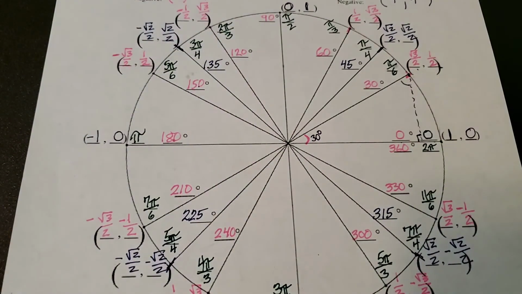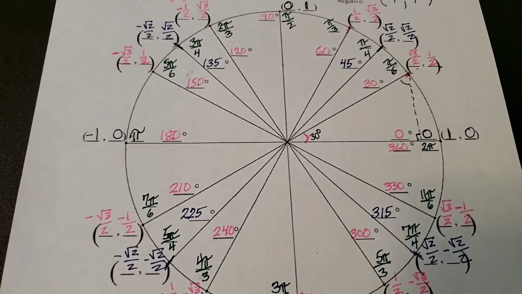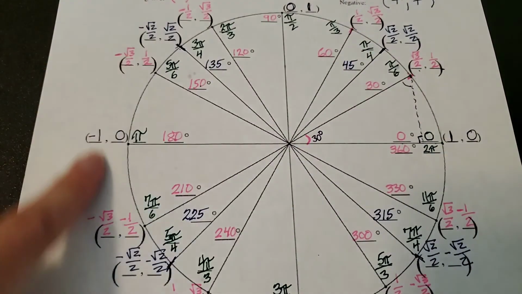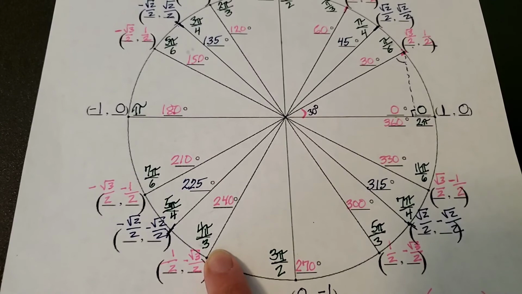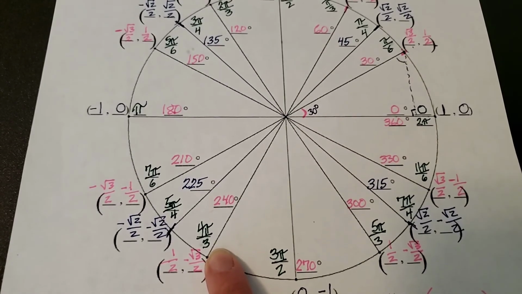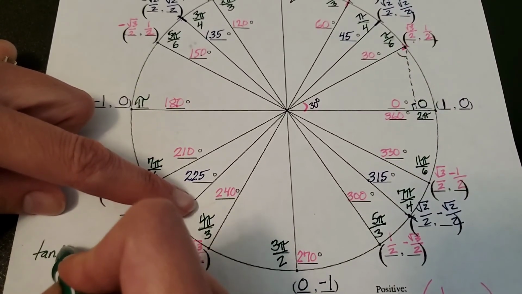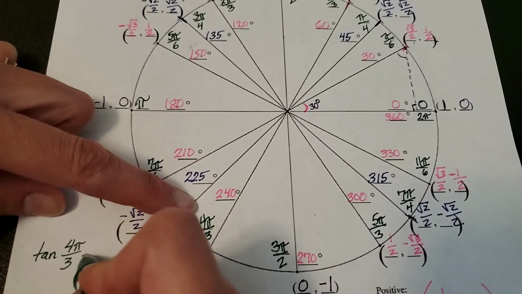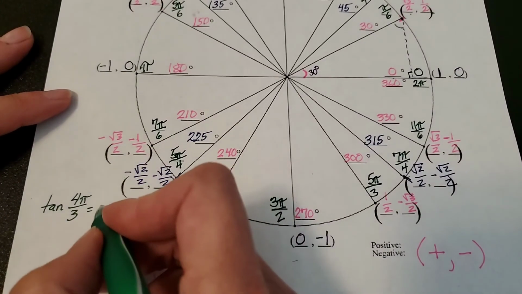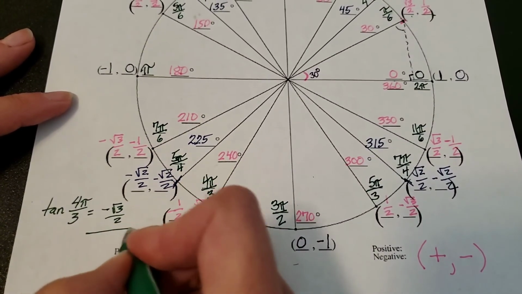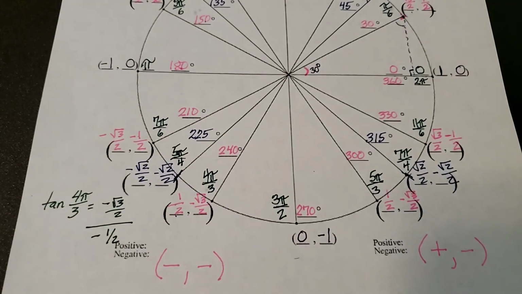The last one is the tangent of 4 pi over 3. Well, that's a positive angle, so look for 4 pi over 3 on your unit circle. That is right down here in quadrant 3. And the tangent is the sine over the cosine. So if I'm trying to find, I'm just going to write this here, the tangent of 4 pi over 3, that's going to be the sine, which is the y coordinate, over the x coordinate, negative 1/2.